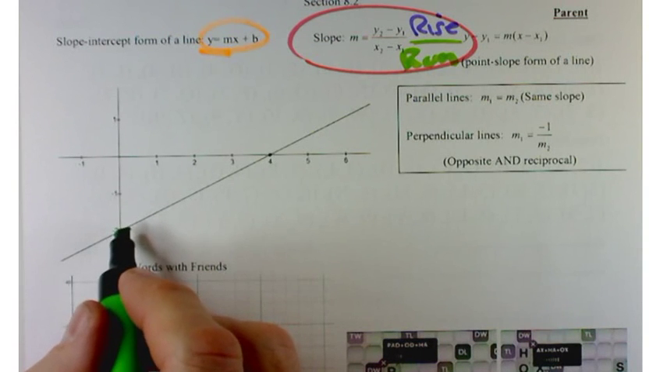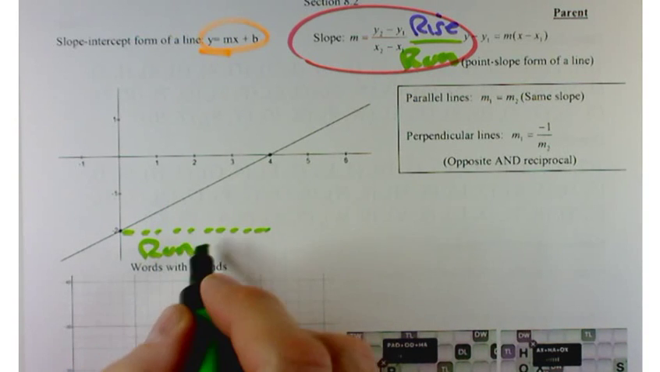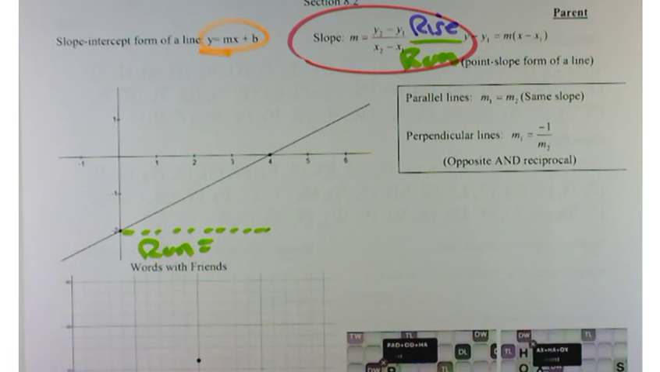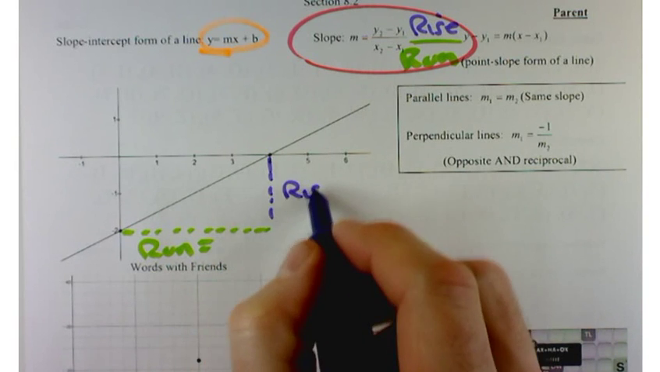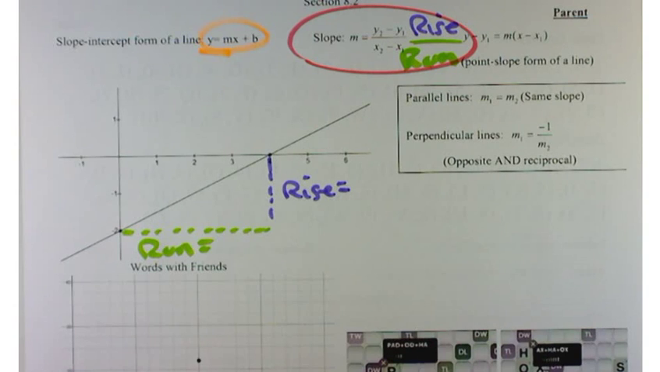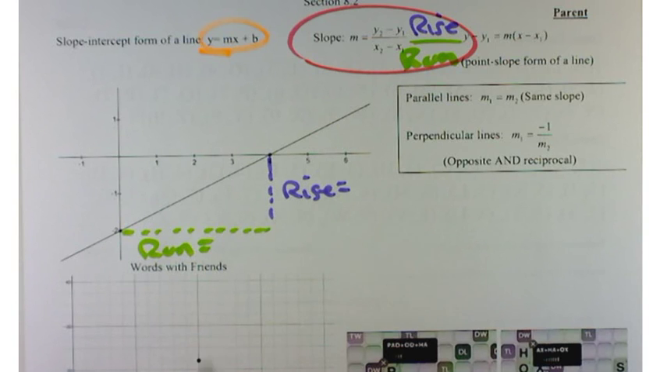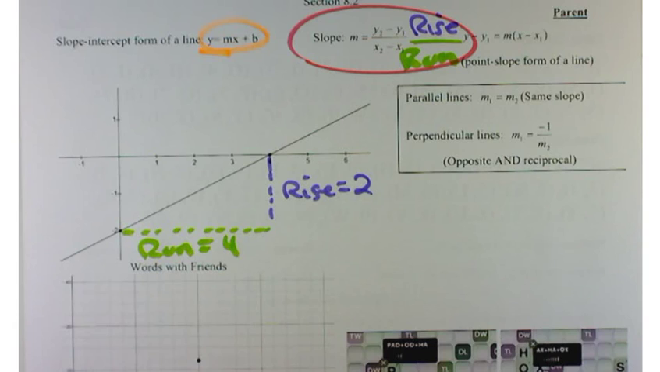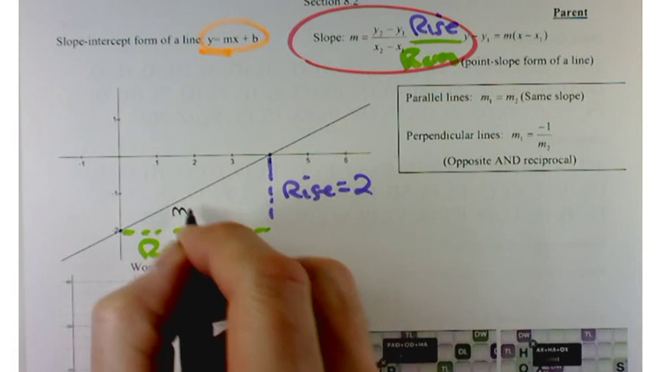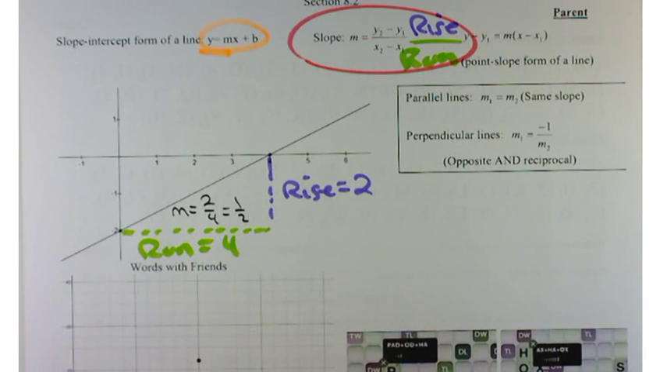So we're going to start out at this point here, and we're going to go a horizontal distance. That's the run. And then once we get underneath this point, we're going to go up. And that's the rise. So the rise over the run. What's the horizontal distance? What's the run? 4. How much of a vertical rise is there? 2. So overall, the slope is the rise over the run. So m equals 2 over 4, which is 1/2. So that's the slope of our line.